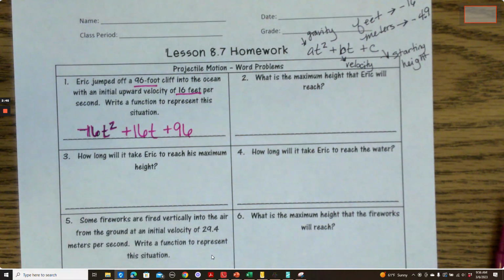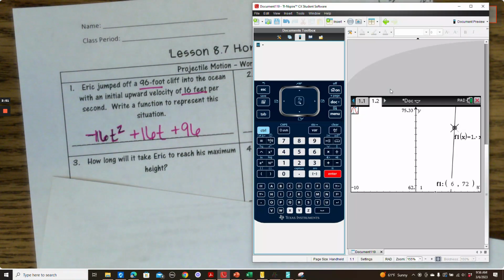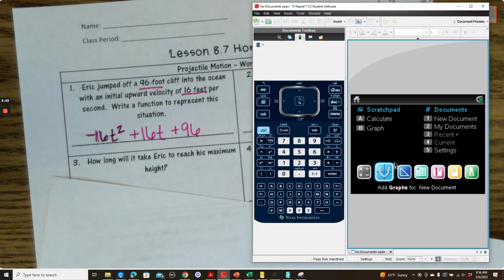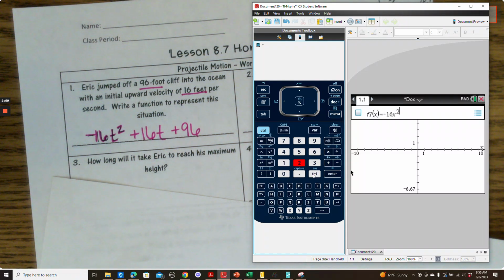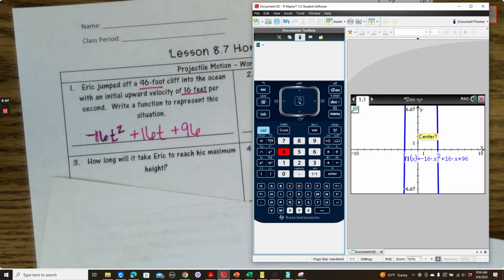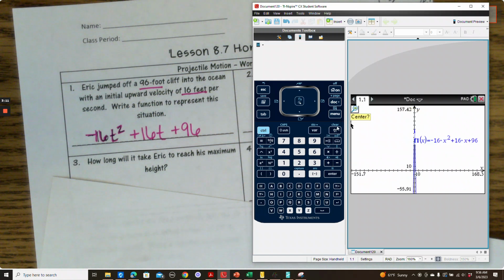The easiest way to do these is to graph them. Now, when you graph, you do have to use an x. You can't put a t in these. So negative 16x squared plus 16x plus 96. And then I'm going to zoom out a little bit, menu 4, 4, because I like to see the very top of these.